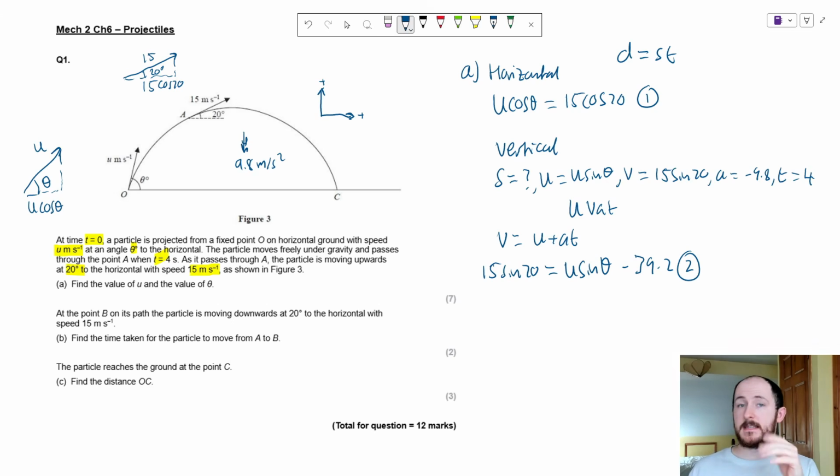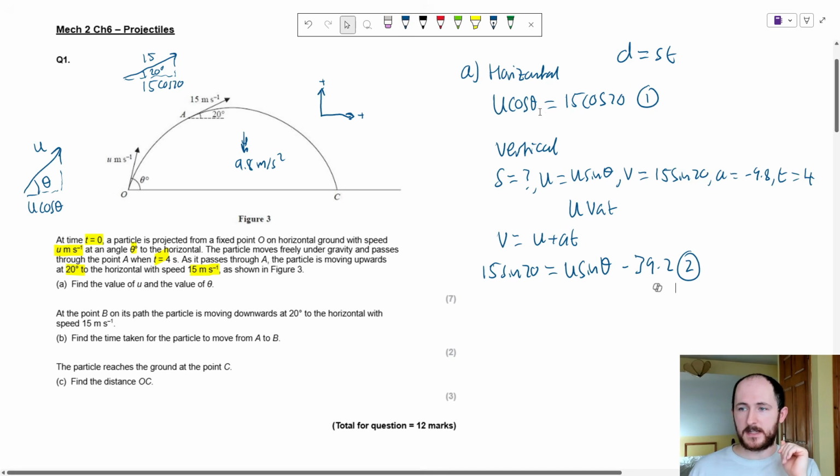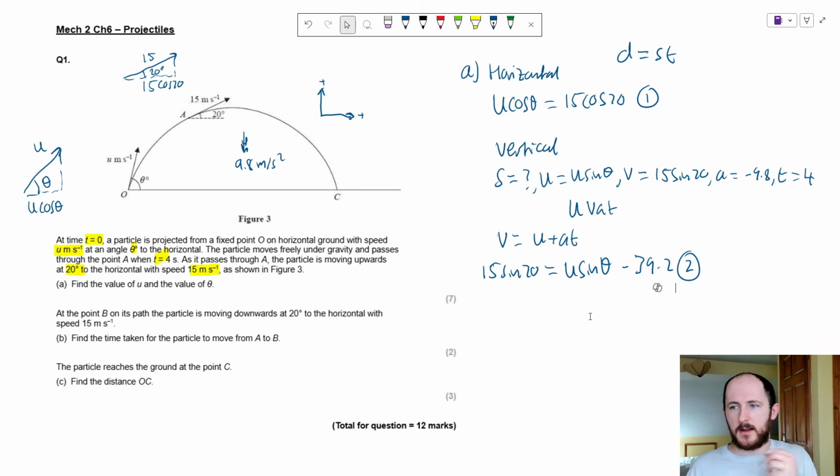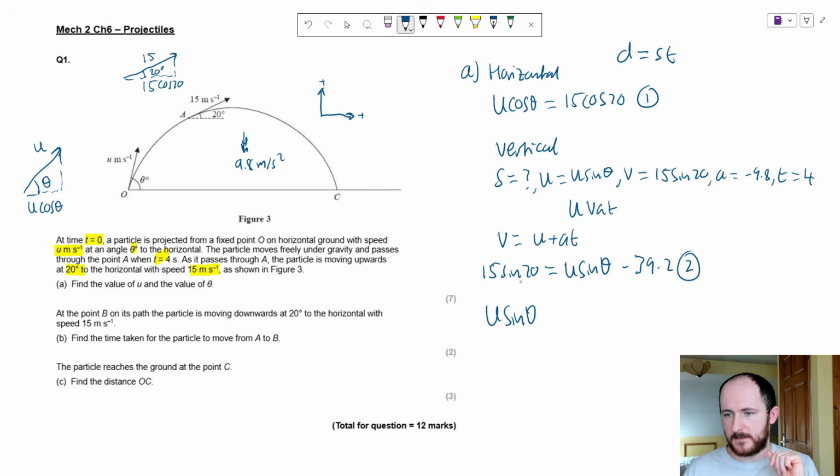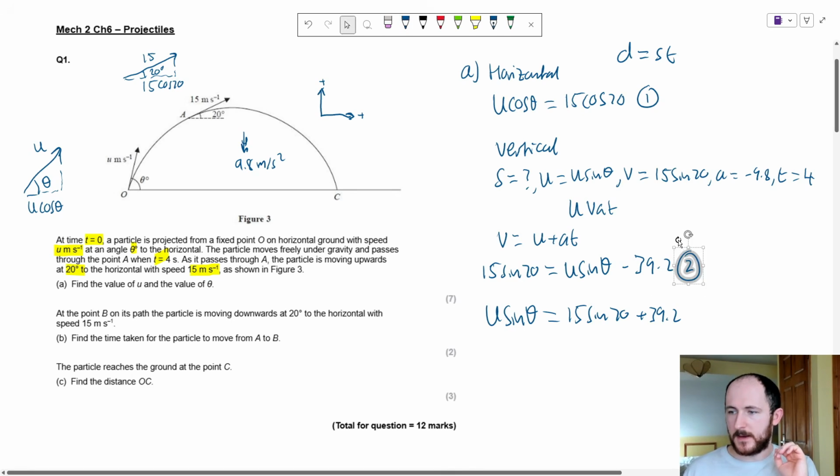Now, this is interesting because I have an equation here and I have an equation here. Solving this is a simultaneous equation. So what you could do is rearrange for u here and substitute in and do some kind of crazy stuff. That's quite long. Instead, I'm going to show you a shortcut because shortcuts are cool and I like shortcuts. Instead, we can use a trig identity to make this a lot faster. Remember, if I rearrange this for u, I'd get 15 cos 20 over cos theta. Subbing that into here, okay, it's not crazy, but it is longer than what I'm going to do. Instead, if I move the 39.2 over to the other side, so now I have u sine theta equals 15 sine 20 plus 39.2. I'm going to call that my equation 2.